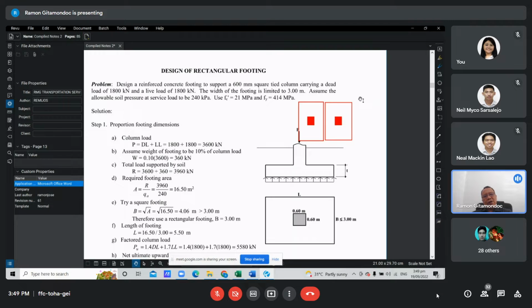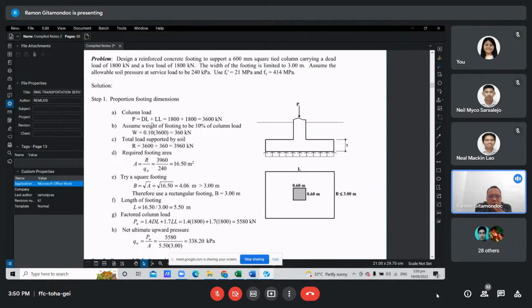So in the problem, design a reinforced concrete footing to support a 600 millimeter square tied column carrying a dead load of 1,800 kilonewton and a live load of 1,800 kilonewton. The width of the footing is limited to 3 meters. So assume that the allowable soil pressure at service load to be 240 kPa and f'c is 21 and fy is 414. Okay, so step one, we proportion the footing dimension based on service load condition.